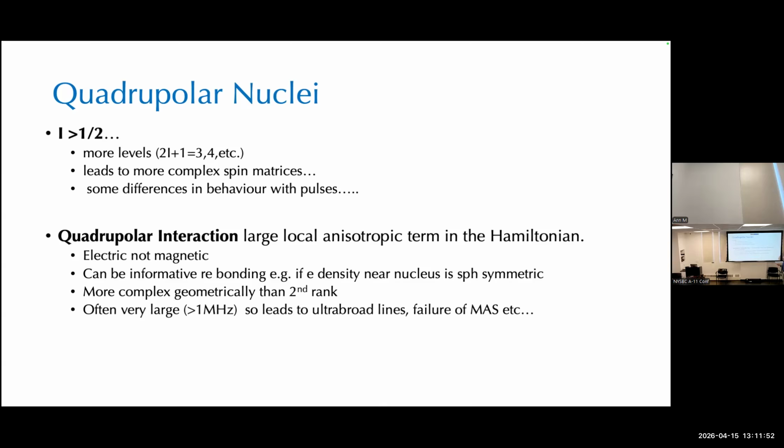Another thing is that this interaction, because it's electric and not magnetic, can be very large in some cases. J couplings are hertz. These are megahertz, not even kilohertz, megahertz.